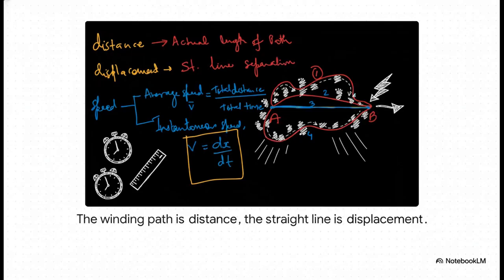This picture just nails it. See that long, winding path? That's your distance. It's every single step you took, the whole journey. But displacement? That's totally different. It's just that straight line from point A to point B. It's the shortcut. It doesn't care how you got there, just where you started and where you ended up.